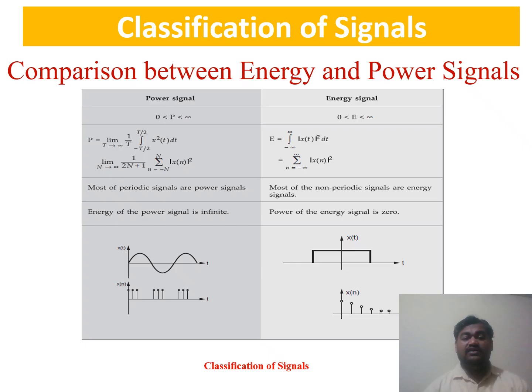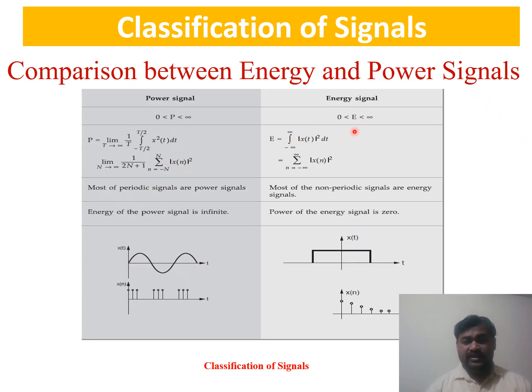Then classification of signals. Here comparing energy signal and power signal. Power should be finite, 0 less than P less than infinity. Here energy should be finite, 0 less than E less than infinity. This is the formula to find power. This is the formula to find energy. Formula to find power: limit T tends to infinity 1 by T integral from minus T by 2 to plus T by 2 x square of t dt. In the case of discrete time, limit N tends to infinity 1 by 2N plus 1 summation n equal to minus N to N modulus x of n whole square. This is for finding power.